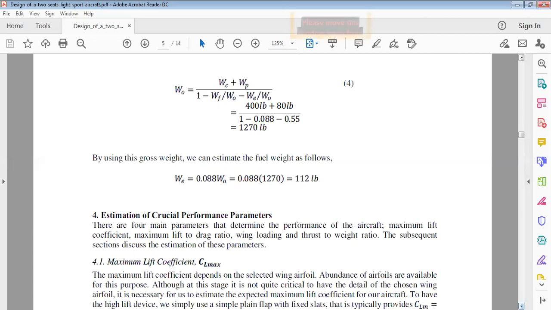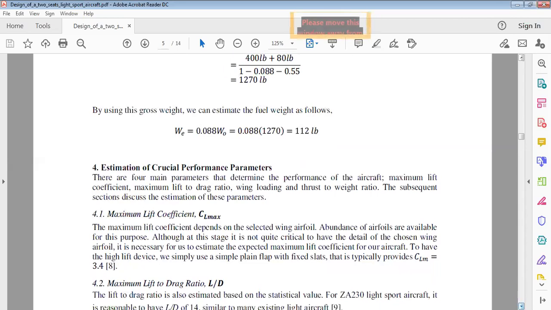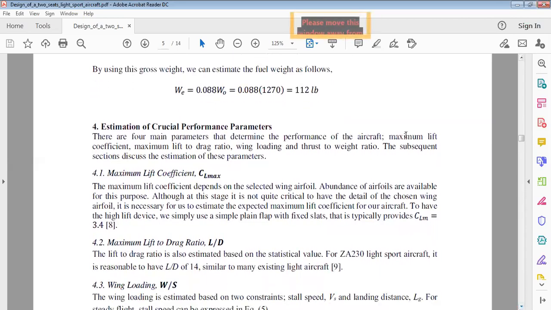So in this there are 4 main parameters that determine the performance of an aircraft. One is maximum lift coefficient, CL max, the next is maximum lift to drag ratio, L by D max, W by S, and T by W. These are all the 4 main parameters that determine the performance of an aircraft. And maximum lift coefficient is CL max.